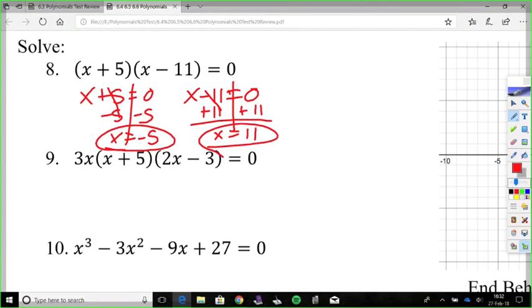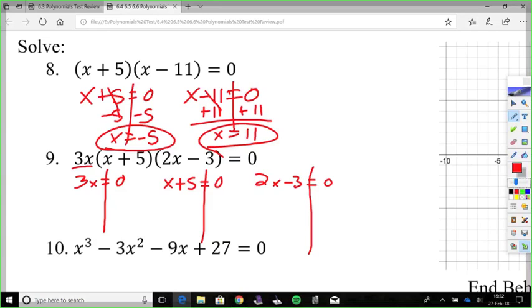You're going to do the same exact thing in number 9. You'll have 3x equal to 0, and you can solve that. You'll have x plus 5 equal to 0, and you'll solve that. And then 2x minus 3 equal to 0, and you'll solve that. But I'll let you guys solve this.